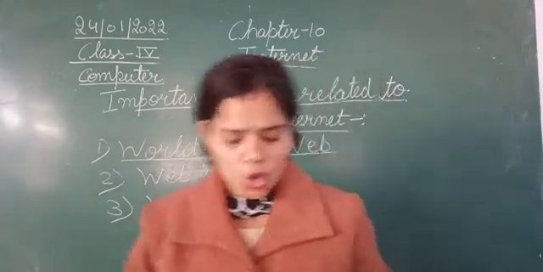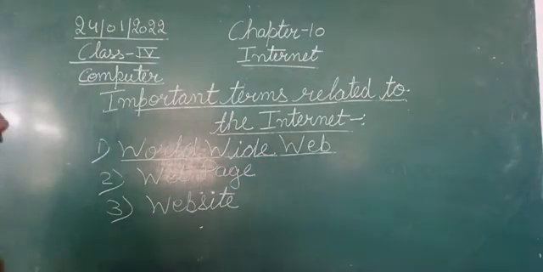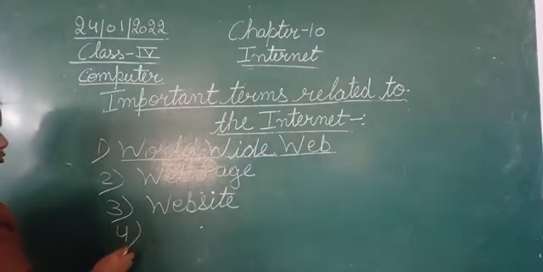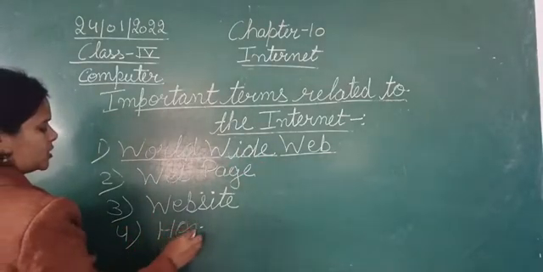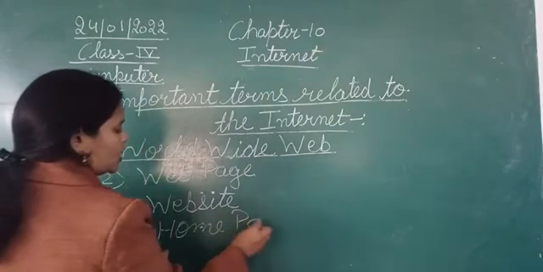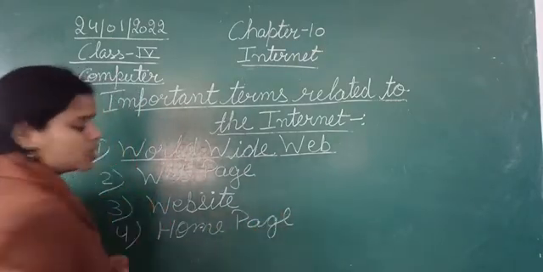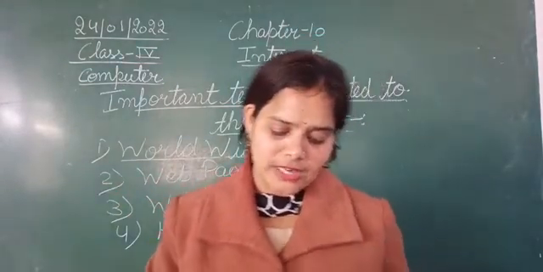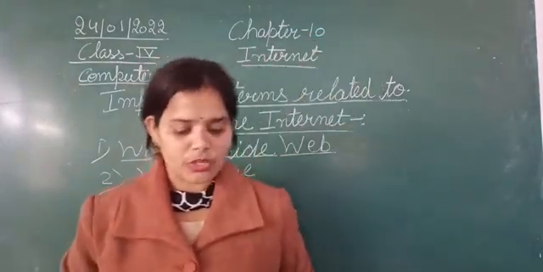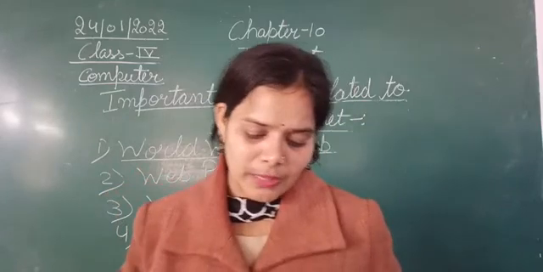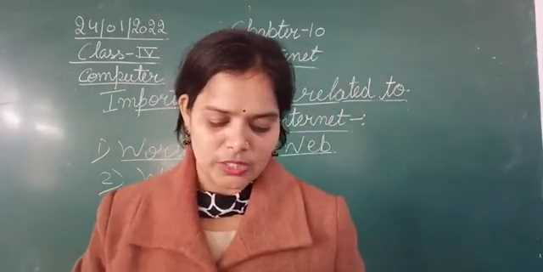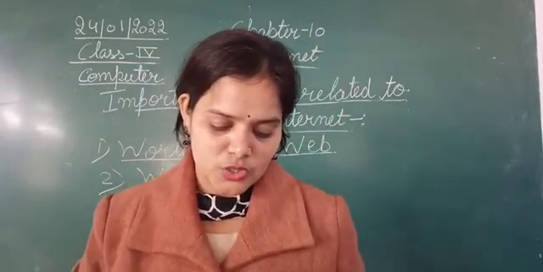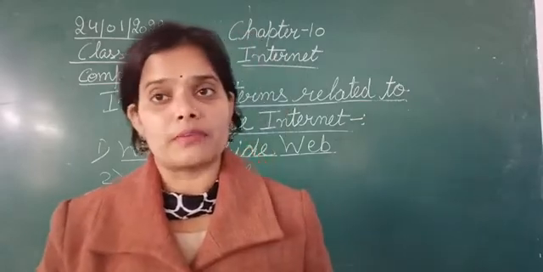Fourth one, home page. As I have already explained, the fourth term related to the internet is home page. Now what is a home page? Whenever you open a web browser, the first page that appears is the home page. It also refers to the intended beginning web page of a website on the internet. Usually this page links to all the other pages on the website.